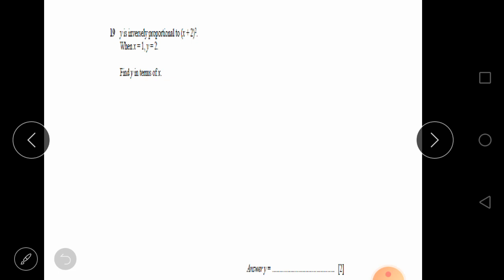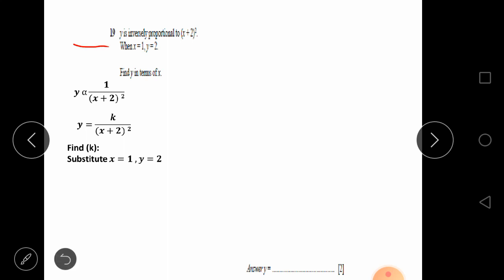Okay, here we go again. Write the formula. y is inversely proportional, which is 1 over x plus 2 squared. So we put k here to be y equals k over x plus 2 raised to the power of 2. And then what? We find k by substituting these two given values, which are x equals 1 when y equals 2.